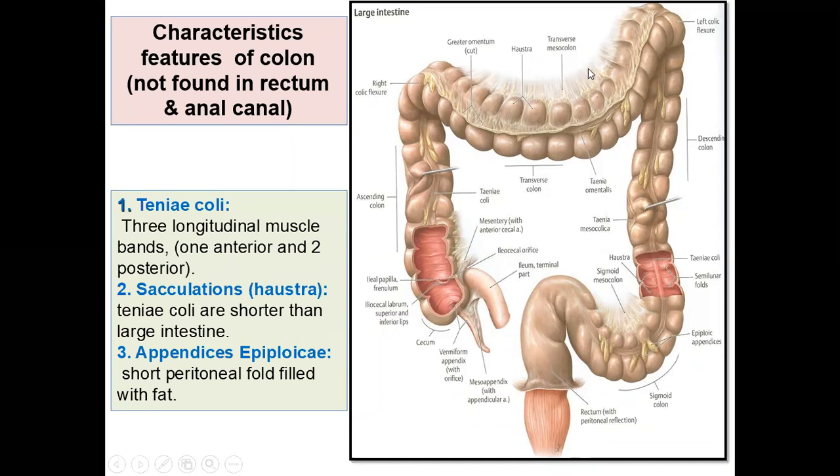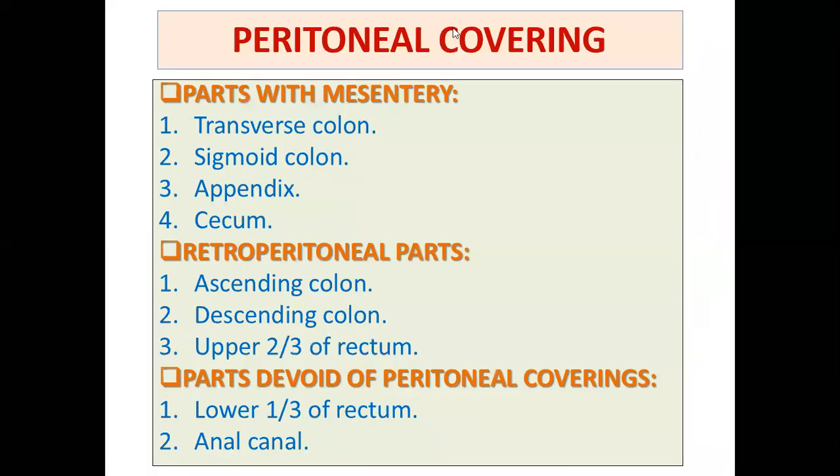But the transverse colon has a mesentery, so it is called the transverse mesocolon. The sigmoid colon has a mesentery, so it is shown as the sigmoid mesocolon. The cecum has a mesentery, so it is called the cecum mesocolon. Here there is a mesentery for the appendix, so it is called the mesoappendix. So these are the areas where we have the mesentery.